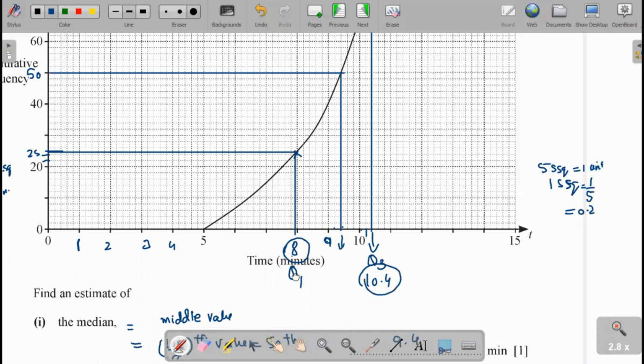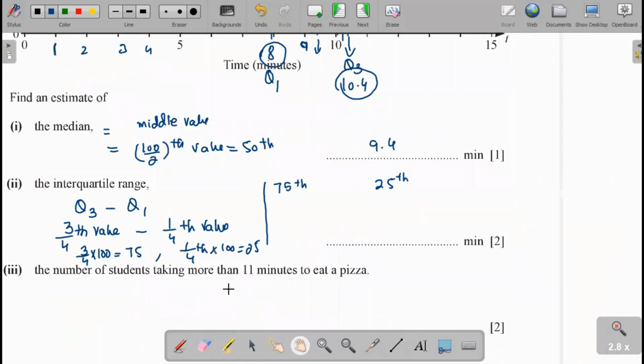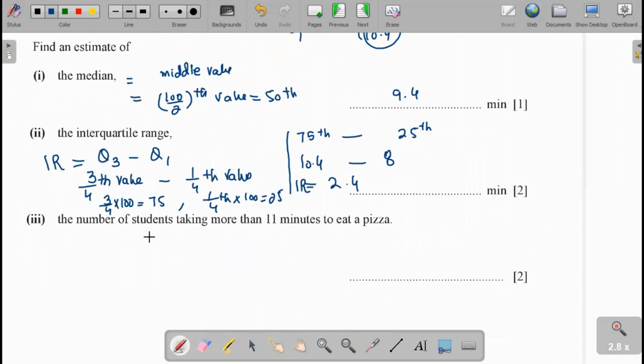We take the difference to find the interquartile range. 75th value is 10.4, and 25th value is 8.8. Therefore, the interquartile range will be equal to IQR equal to 2.4. This is the answer.